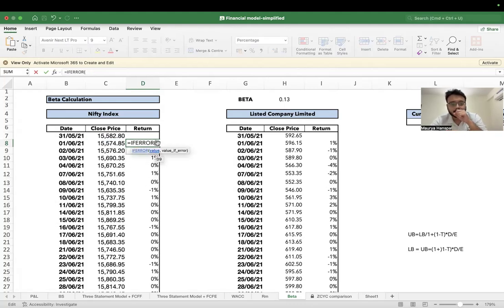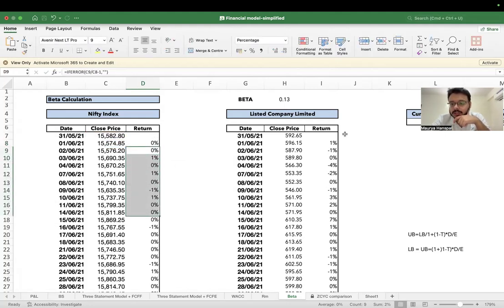It says value. My value should be this number divided by this number minus 1. But if there is an error, if my previous value is a smaller number, then either give me a 0 or give me blank. For blank, I can just put a double quote, space and double quote. I press enter, and the same I've done here also and here also.